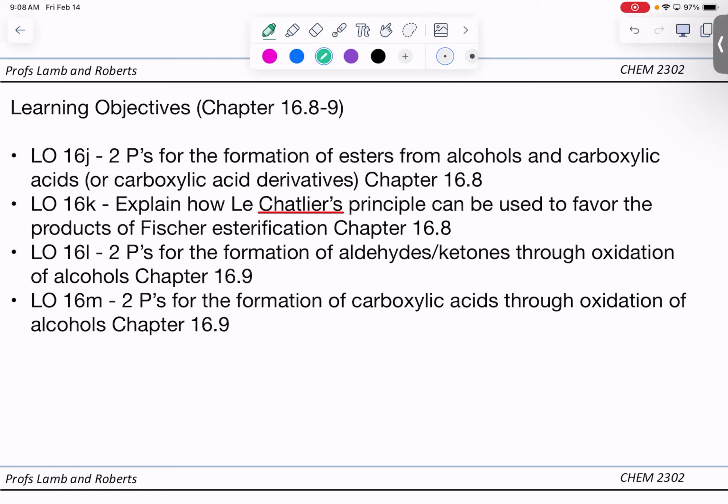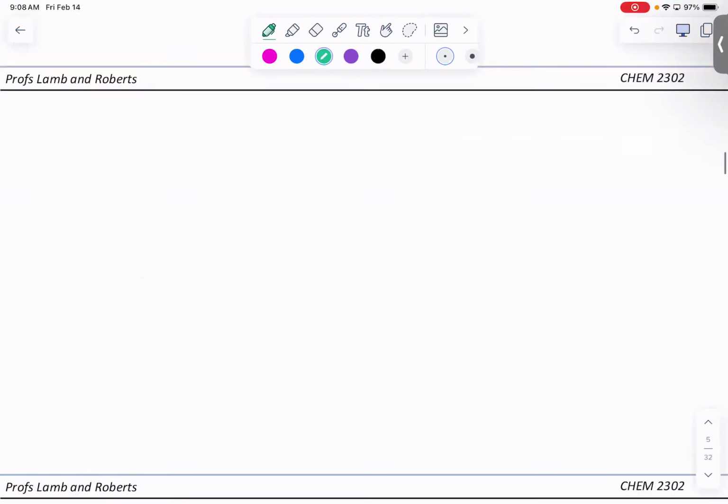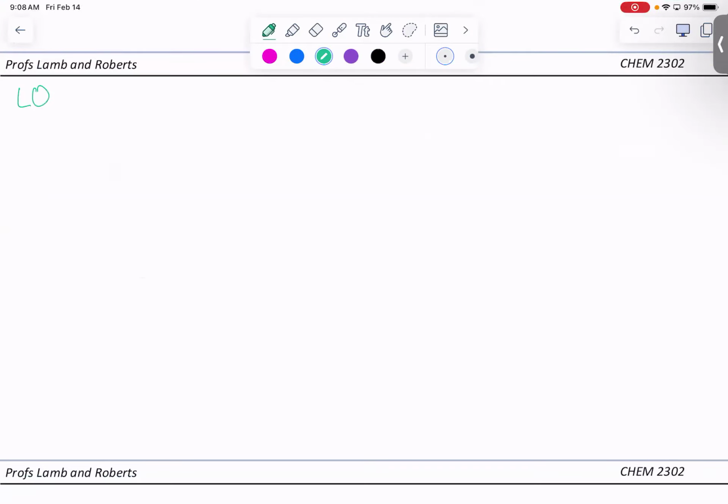and then you can learn the mechanism going forward. All right, so this is going to be learning objective 16J, and this is the 2 P's for the formation of esters. So we'll talk about that functional group. You should have seen this before, but we're moving away from how to form aldehydes and ketones and carboxylic acids, and we're thinking about making esters.